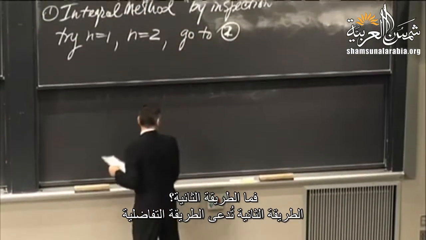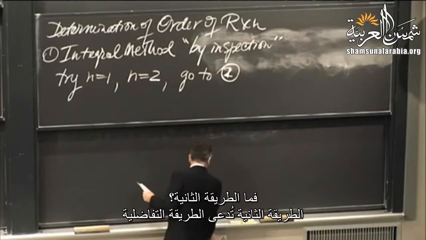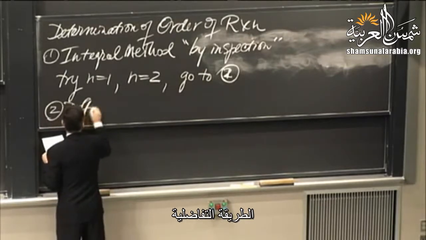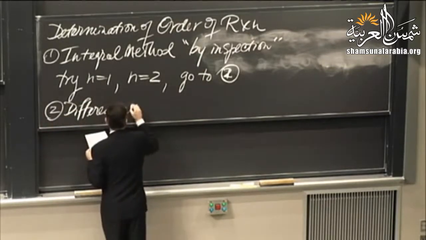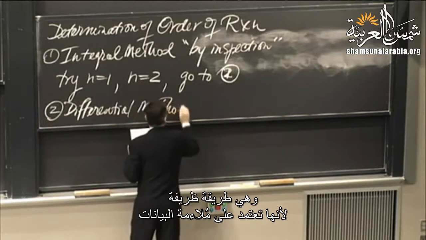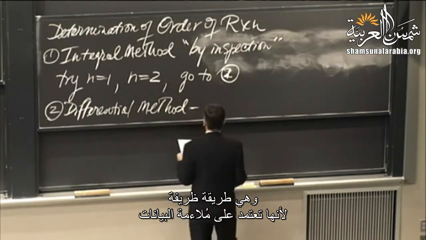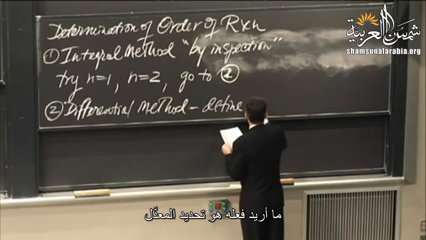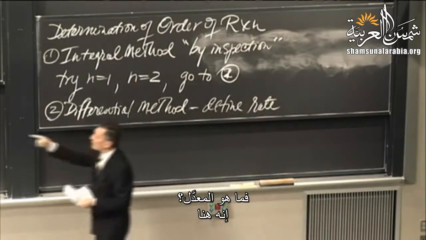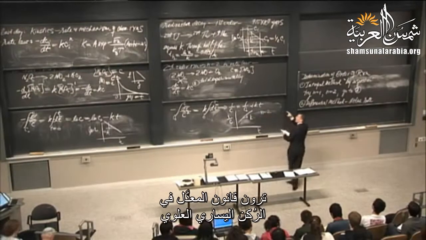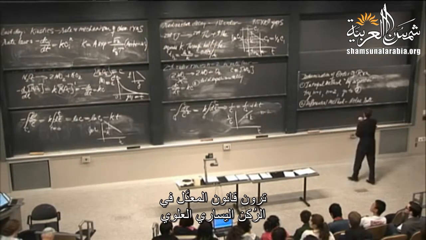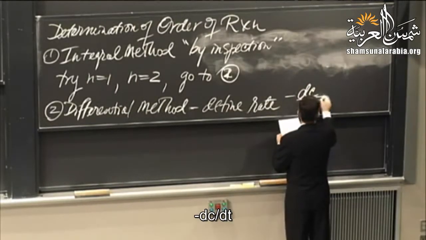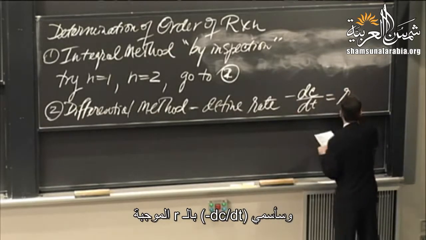All right, so what's the second method? The second method is called the differential method. And this is fun because it's data fitting and it gets into some nice detail. So what I'm going to do is define the rate. What's the rate? The rate is over here, minus dc by dt, right? You see up in the top left corner, the rate law, minus dc by dt. I'm going to call that positive r.